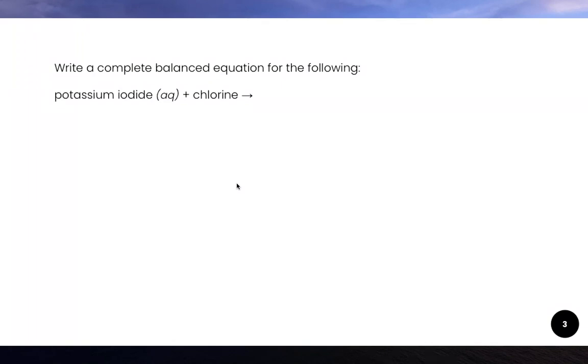Write the complete balanced equation for the following. Potassium iodide in an aqueous solution reacts with chlorine to yield something. You're going to have to predict that. The first step here is we're going to write out the products. So we have potassium iodide.